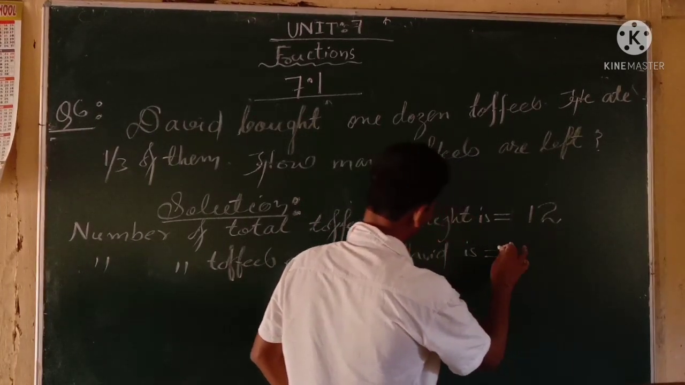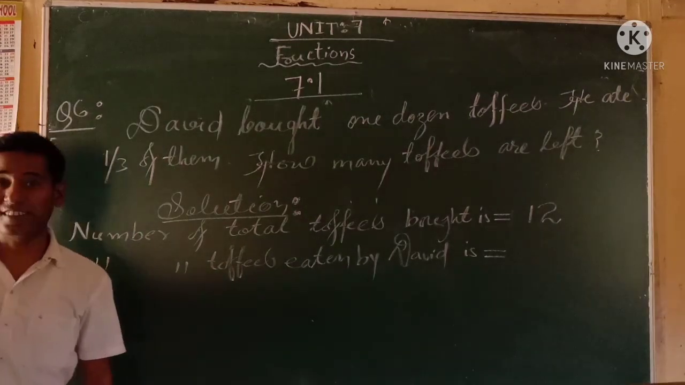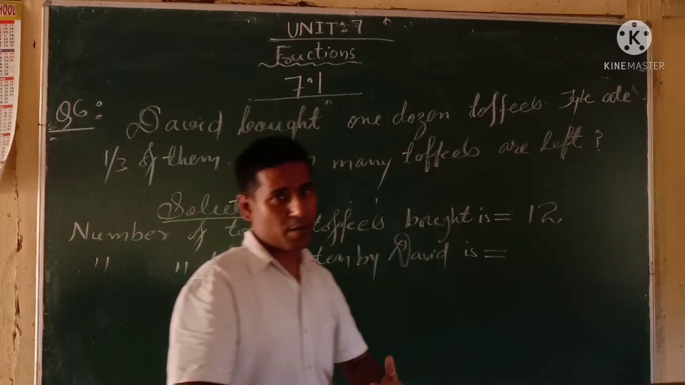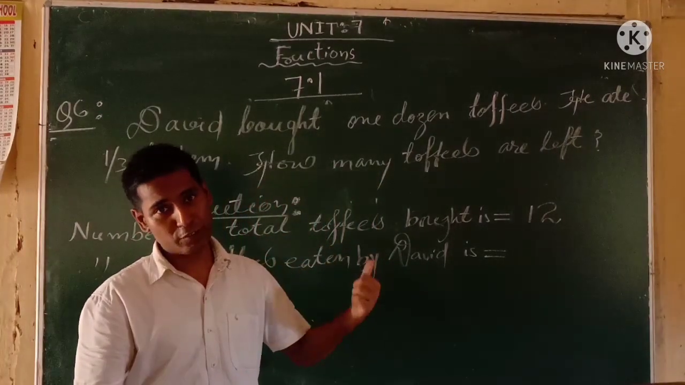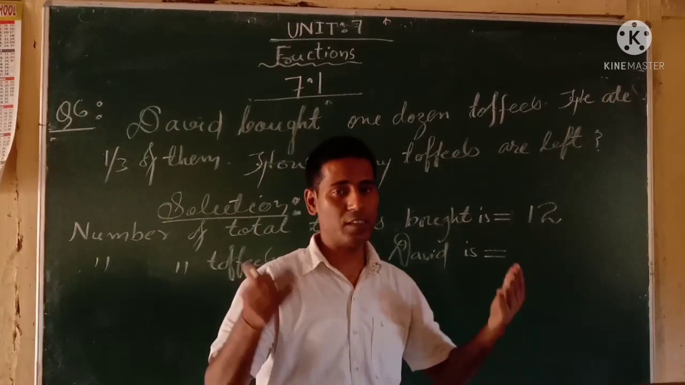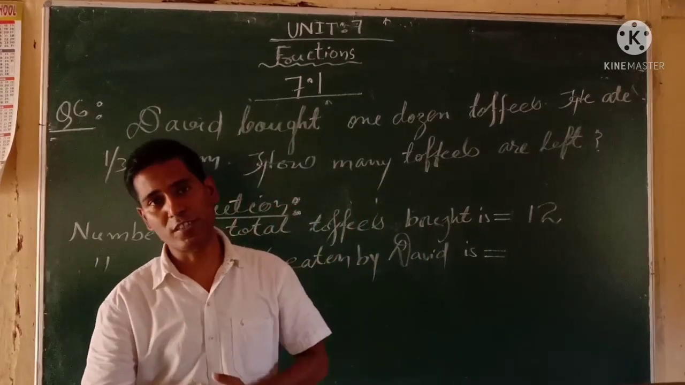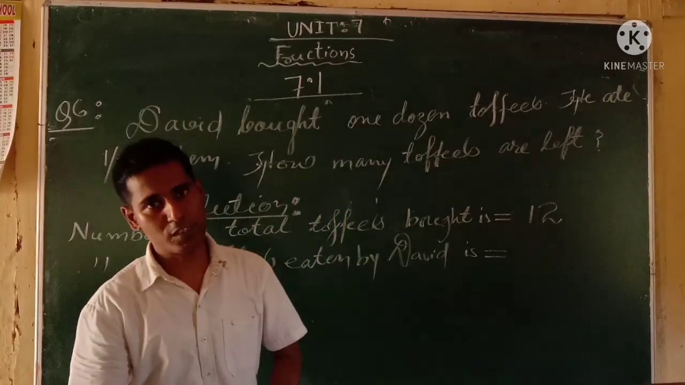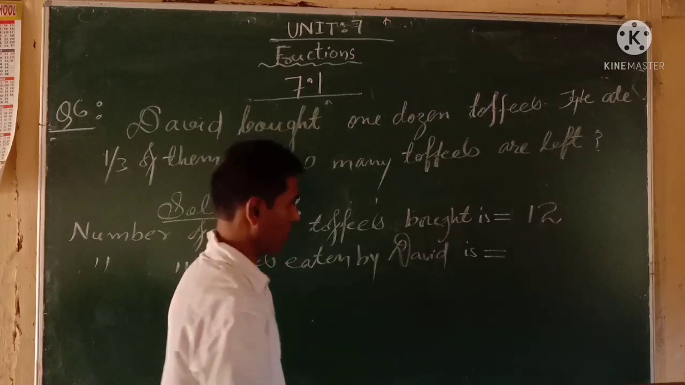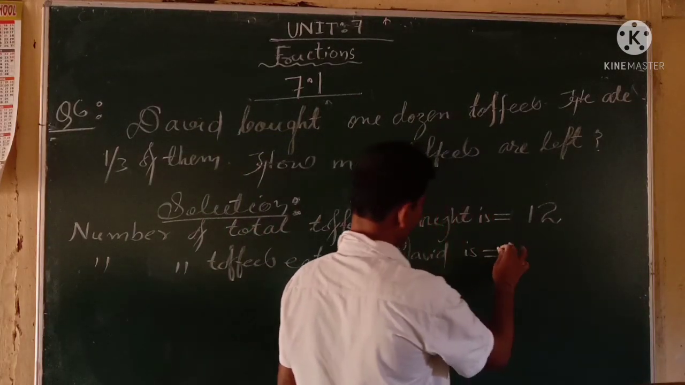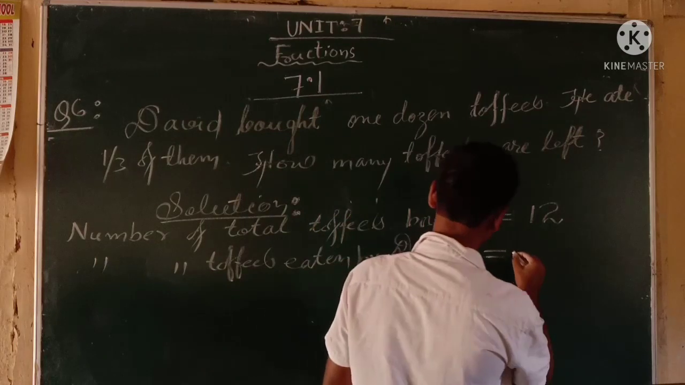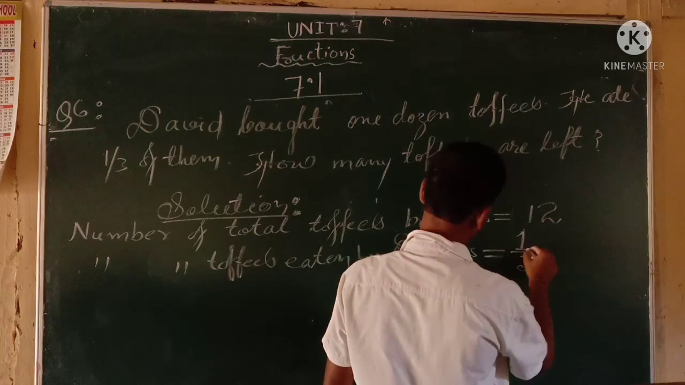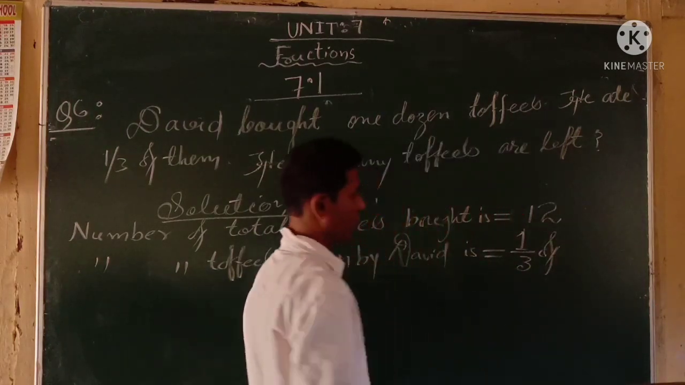Number of toffees eaten by David is, okay. See, the exact number of toffees eaten by David is not mentioned in the question, but here in our question it is only mentioned the share or part of toffees eaten by David. Now from that very share we will find out the number of toffees eaten by David. Okay, let's see. So number of toffees eaten by David is 1 by 3 share, or 1 by 3 part out of the complete total toffees.